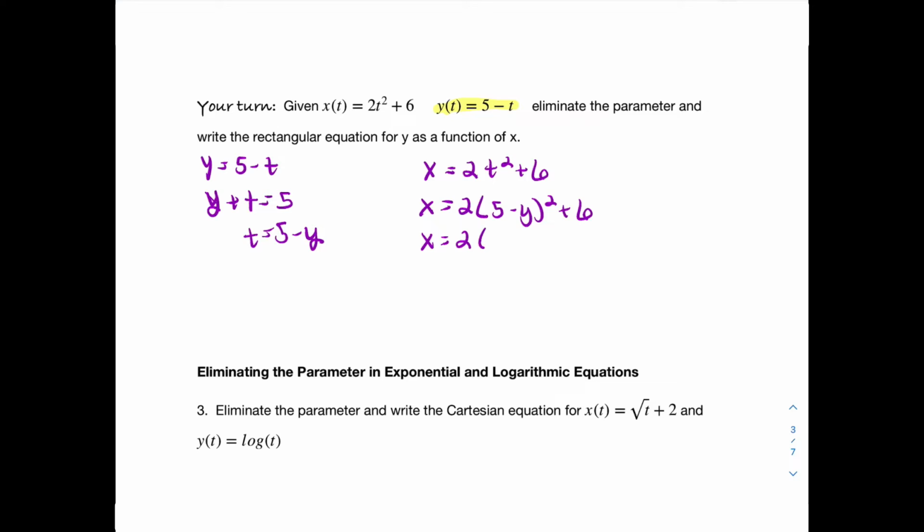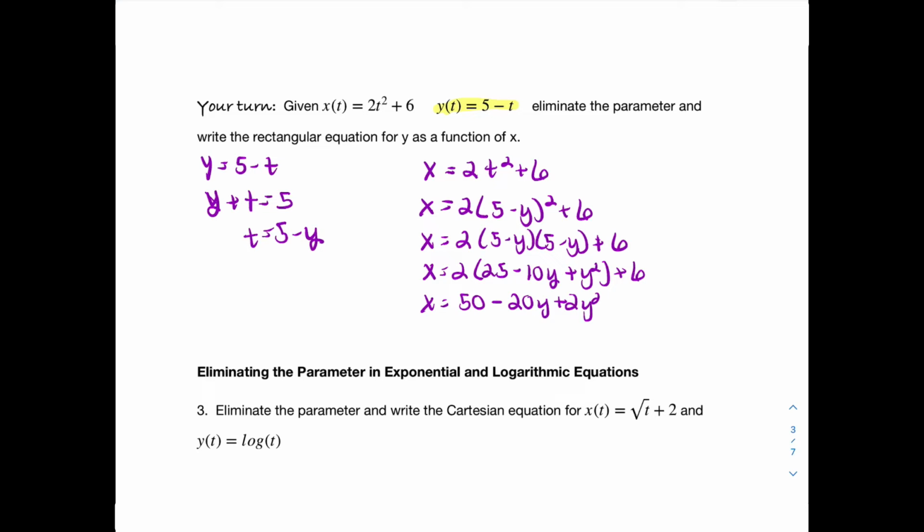And then simplify down. So I'm going to do my full method. And I get 25 minus 10y plus y squared. And then I'm going to distribute the 2 to everything in the parentheses. And last but not least, I'm going to add my like terms of 50 and 6 to get 2y squared minus 20y plus 56 equals x. And that is my rectangular equation for this parameterized curve.